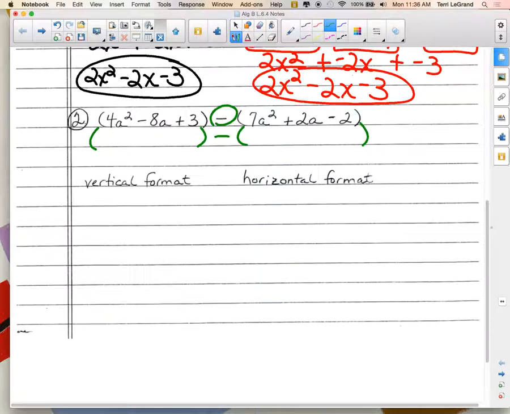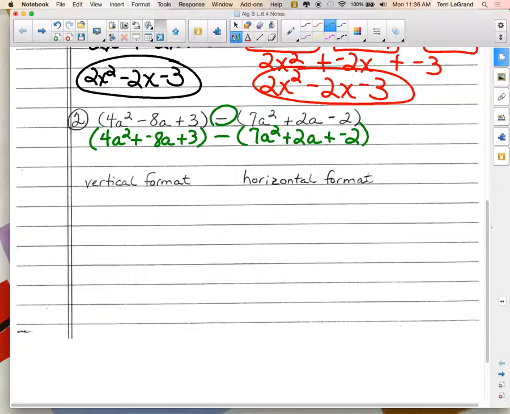We're just going to say, are there any subtractions within the polynomials that I can change to add the opposite? So 4a squared will stay 4a squared. We do have a subtraction here, so it's going to become plus what? Negative 8a. And then that one's addition, so we'll just leave it plus 3. The other polynomial, and this is a really, really important step, you guys: just change the subtractions within the polynomials. So we have 7a squared plus 2a plus negative 2.